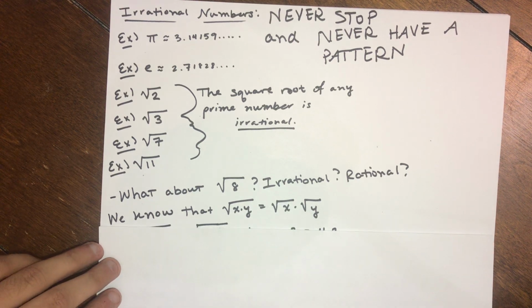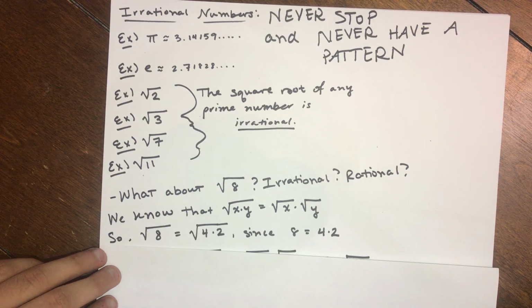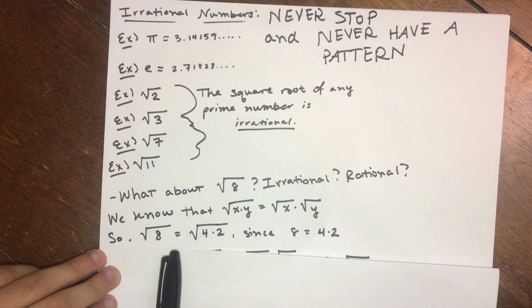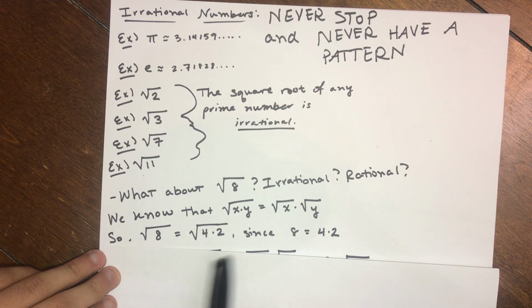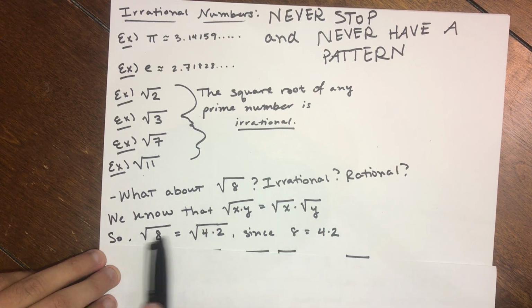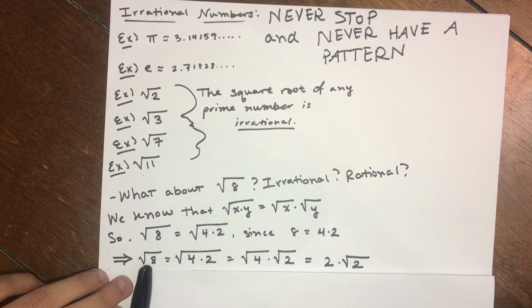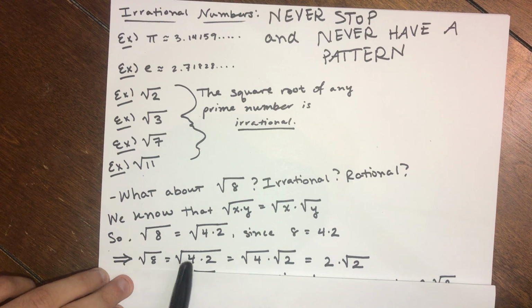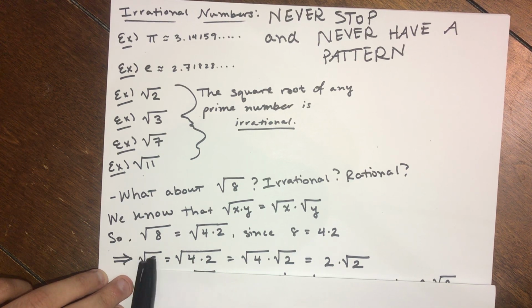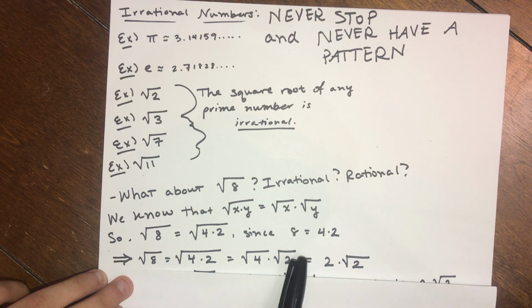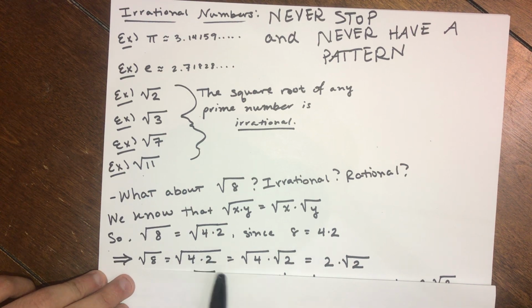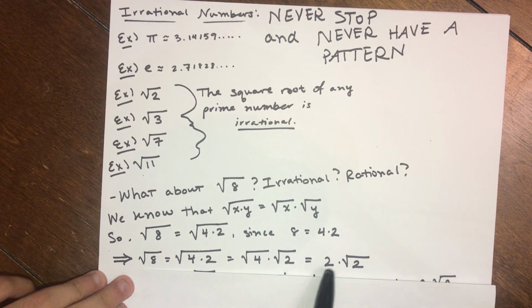Okay, and if we look a little closer into 8, then we see that we can rewrite the square root of 8 as the square root of 4 times 2. Since 8 equals 4 times 2, we can just sub them out for each other. Okay, you can do that in math. And then you get that the square root of 4 times 2 is equal to the square root of 4 times the square root of 2. But the square root of 4 we know is 2, so you just get 2 times the square root of 2.